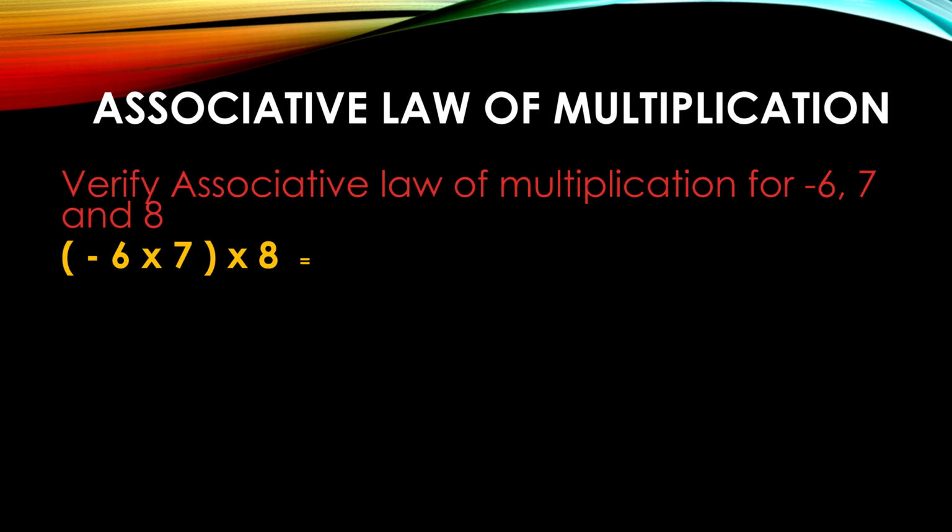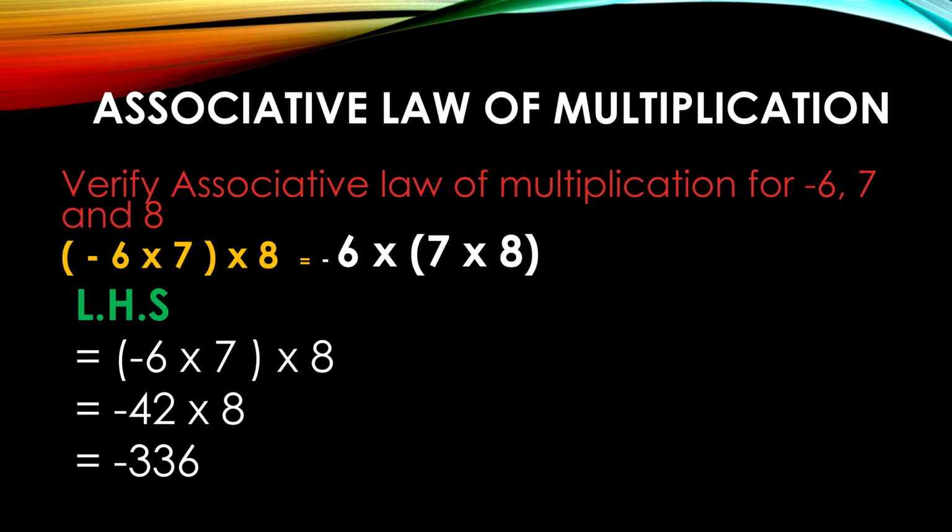Now we have three numbers, negative 6, positive 7 and positive 8. First of all we have to learn how to write them. We will write them in the same sequence, but we will put parentheses on the first two numbers. Then we will write the right hand side, but the sequence should be the same, with parentheses on the last two numbers. This is how we have to write the associative law.